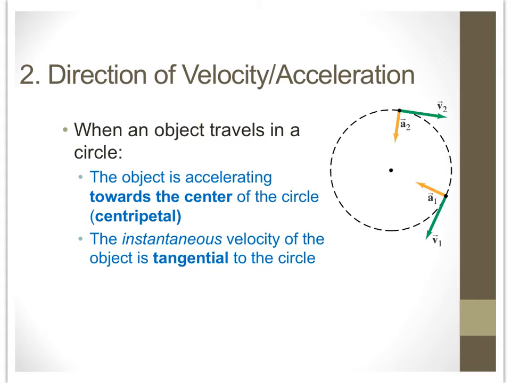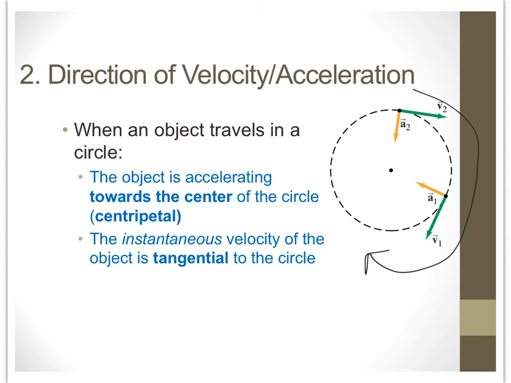Two very important concepts we need to know about objects traveling in a circle are the direction of the acceleration and the direction of the velocity. Whenever an object is traveling in a circle, at any point in the circle, that object is always accelerating towards the center of the circle. On our chart, an object is moving clockwise around a circle, and we see the vectors showing the velocity and the acceleration at various points. We notice that acceleration is always inwards towards the center of the circle.